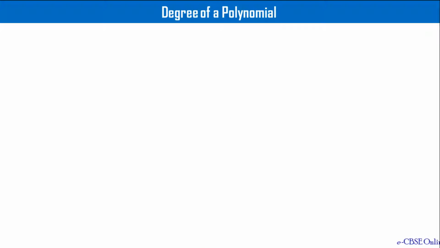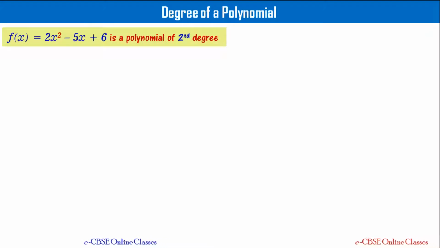Let's now understand what is meant by the degree of a polynomial. f of x equal to 2x square minus 5x plus 6 is a polynomial of second degree. f of x is a polynomial because the coefficients are real numbers and the exponents are positive integers. That's why we say that this f of x is a polynomial. Please note that this is a polynomial of second degree.